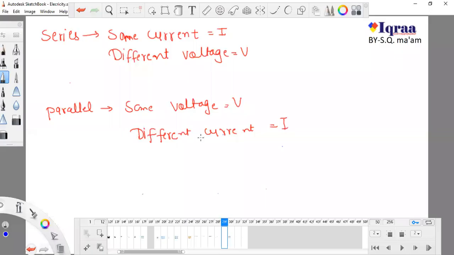Okay, hello everyone. So in our last class we studied that in a series circuit the current should be the same. That means the current for resistance R1, resistance R2 and resistance R3 will be the same. Each and every point will show the same current, but each point has a different voltage, that is potential difference. So for R1 it will be V1, then V2 and V3.